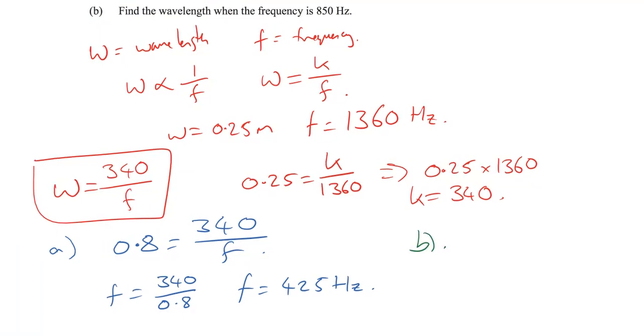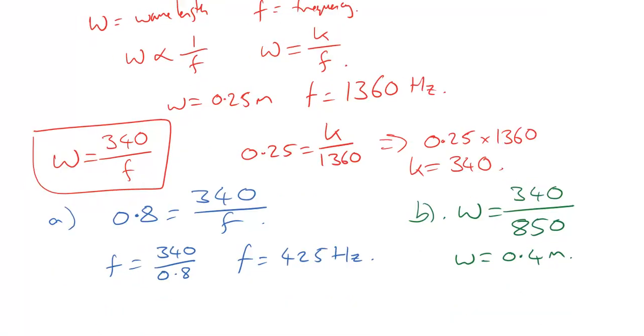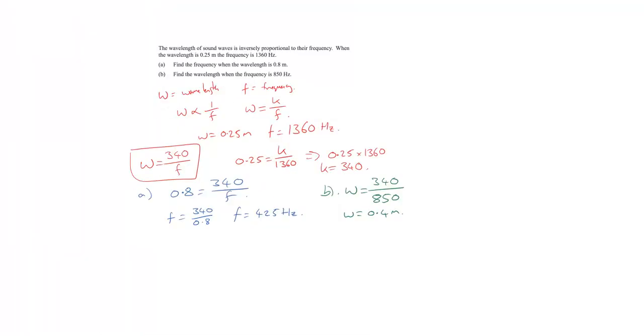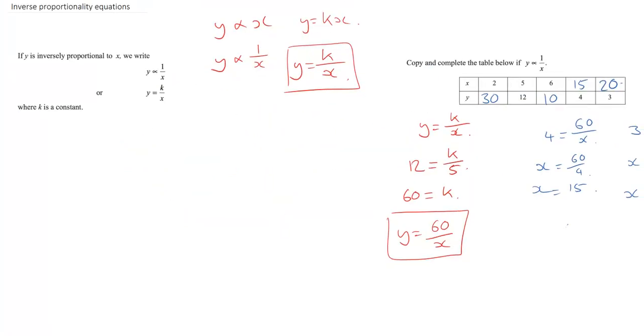Let's do B. Find the wavelength if the frequency is 850. So let's find that out by subbing in F to be 850. That means the wavelength will be 340 divided by 850. So 340 divided by 850 is 0.4 meters. Okay, we're finished. Right, hopefully that's helped you to understand how to work with inverse proportionality equations.